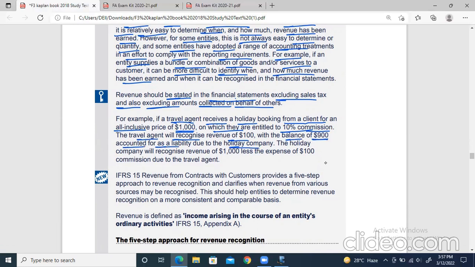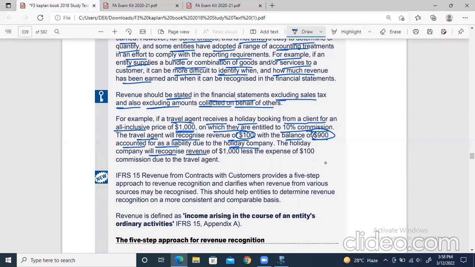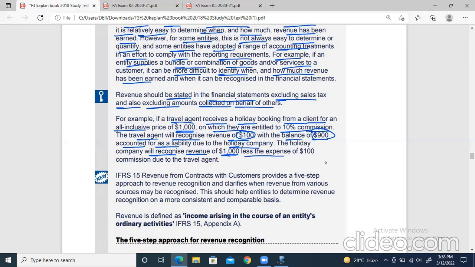Obviously, because the holiday company will come to the agent, let's say after 1 week or after 1 month, and collect all the payments that are due to the holiday company for all the customers that the agent has dealt with, right? So this agent just needs to recognize a revenue of $100 because he has done his part. The other $900 belongs not to him but to the holiday company. The holiday company will recognize a revenue of $1,000. Yes, that's correct as well, but less the expense of $100 commission to the travel agent. So it depends on person to person how they are recording the revenue and the liabilities.